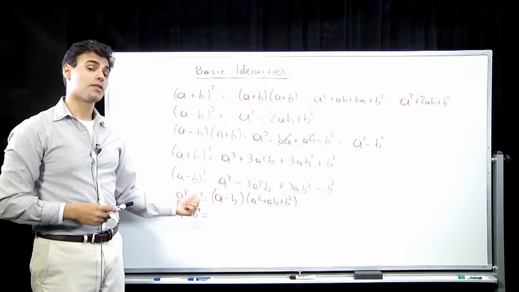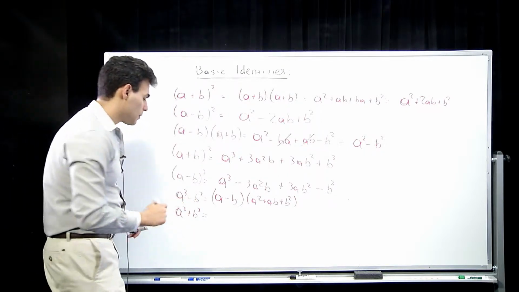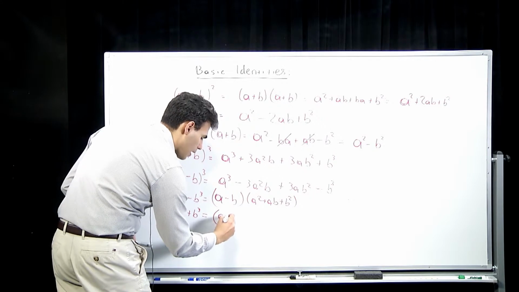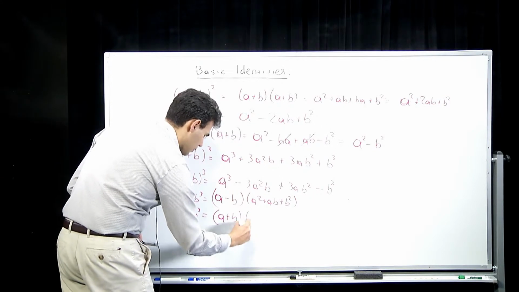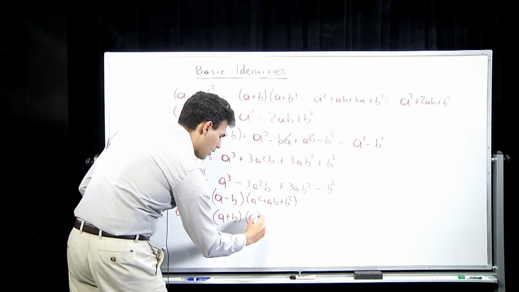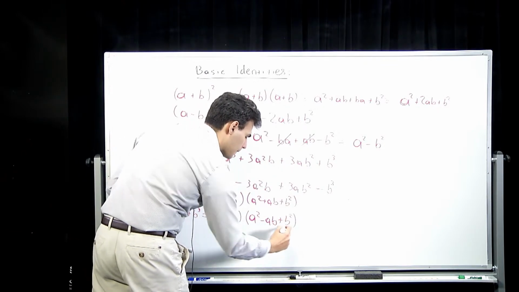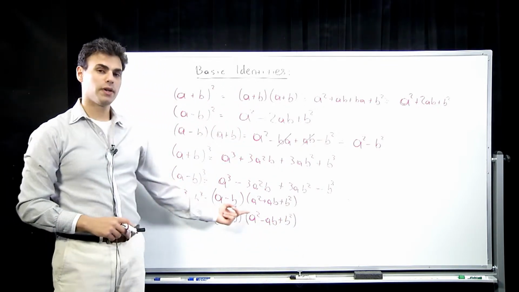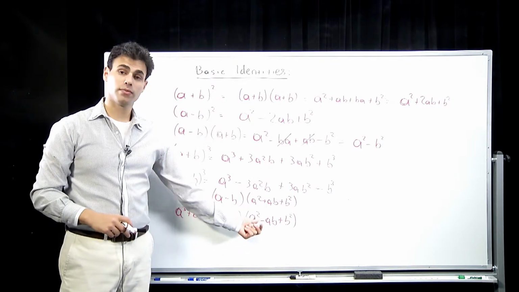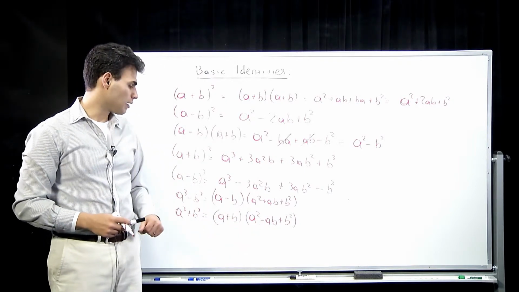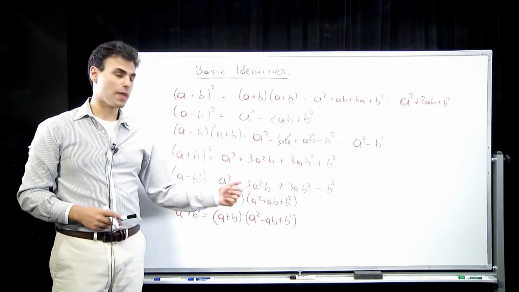Okay, so this is the difference of two cubes. The sum of two cubes is a plus b times a squared minus ab plus b squared. And again, you can verify these by, let's say, multiplying here and expanding it, and you'll see that these are the only ones that survive. Same thing with that one.